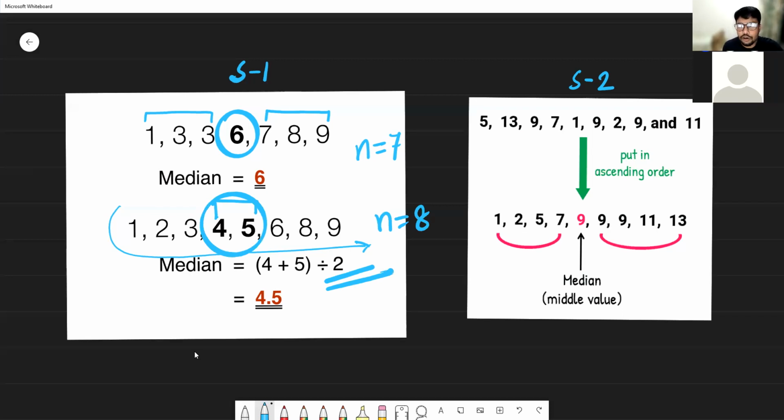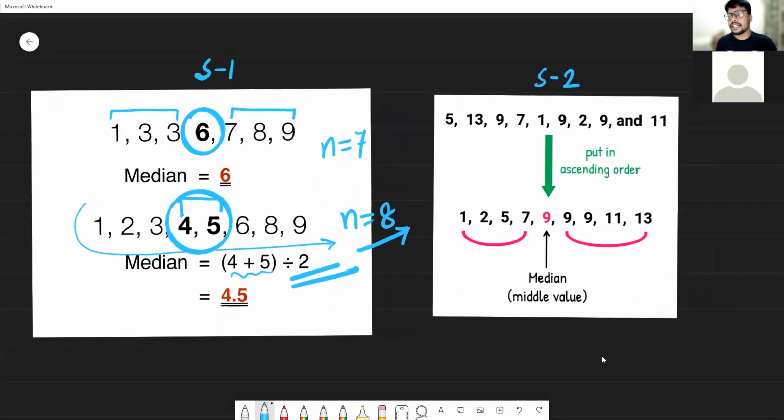So when we see here, there are 2 numbers in the middle position. It happens when the data count is even. When the data count is even, there will be 2 numbers together in the middle position. Then the median will be the sum of these 2 middle numbers divided by 2. Clear? Okay, now the next slide, slide number 2.